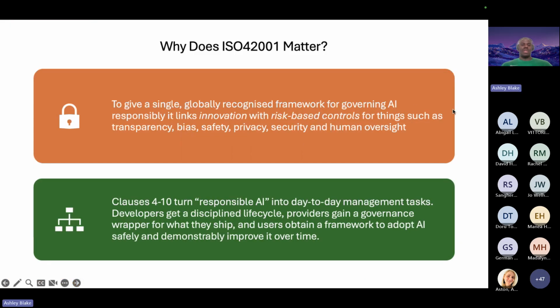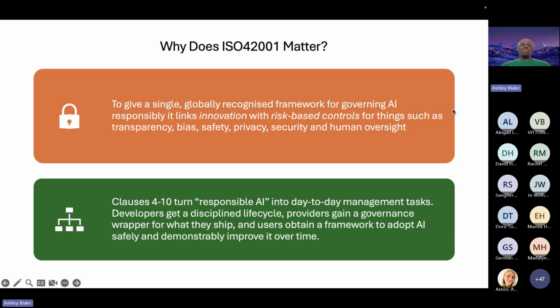But why does it matter? It's a single globally recognized framework for governing AI, and it helps responsible innovation when using AI for such risks of bias, safety, privacy, security, supports human oversight and transparency.